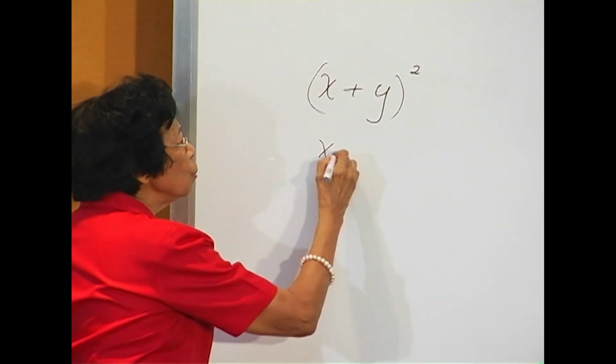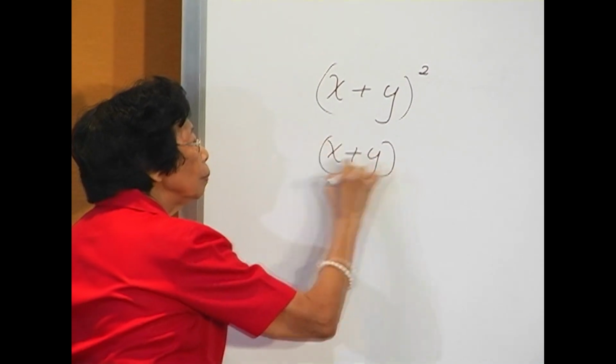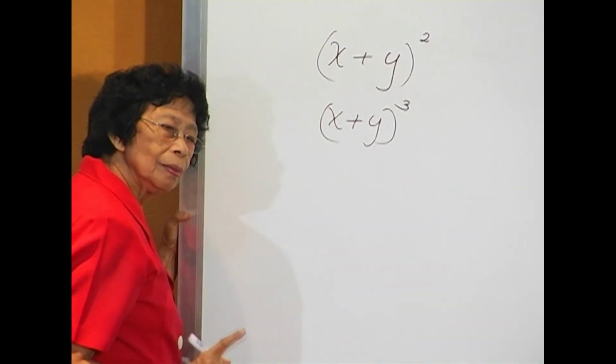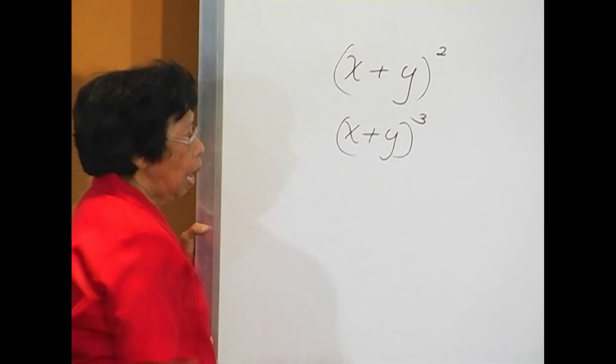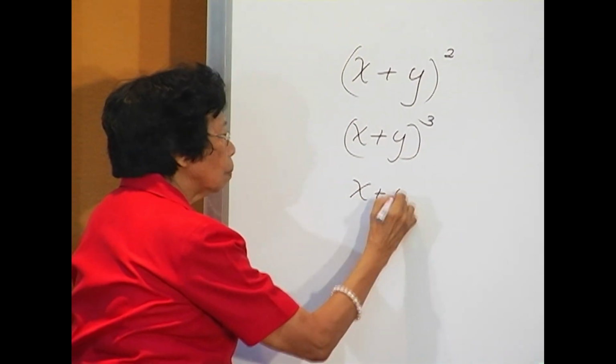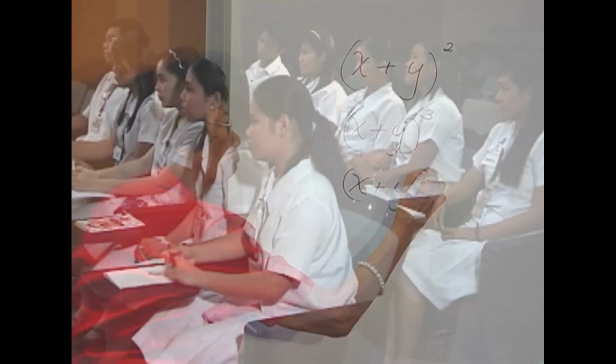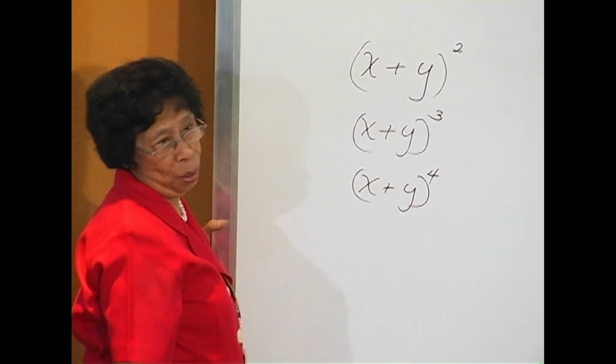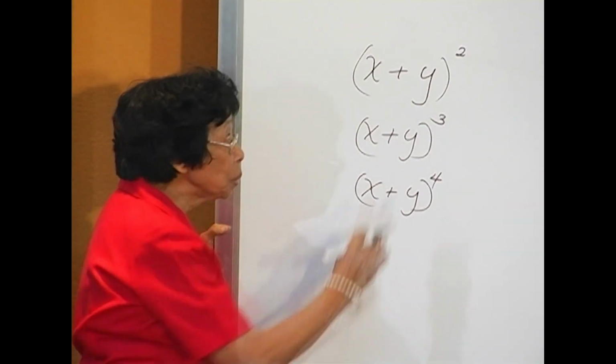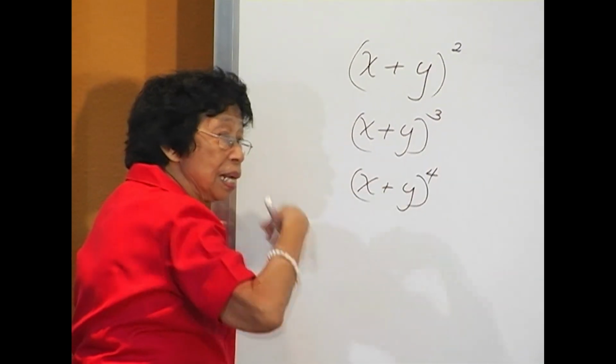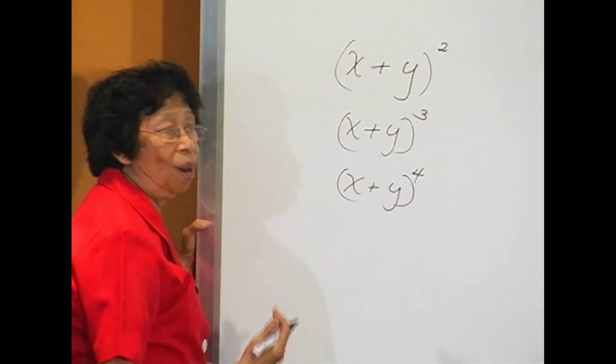Put this in language of algebra. The cube of the binomial. How do you do this? The fourth power of a binomial. So here we have consistently an increasing power.